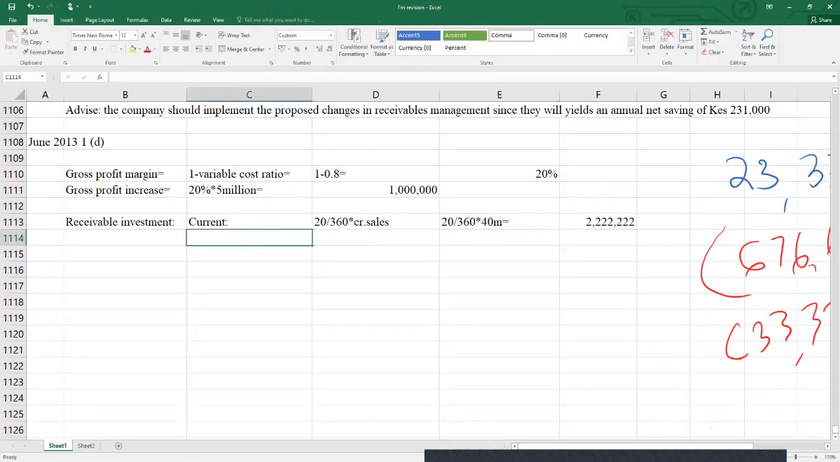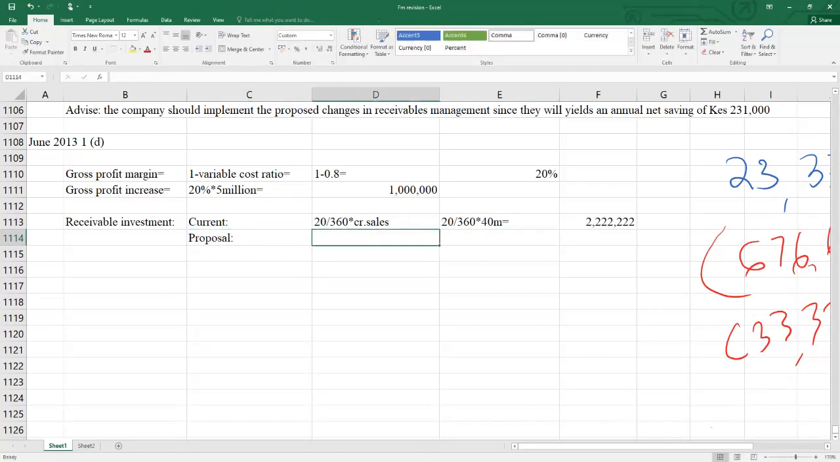The company's current investment in the account receivable. What if the company implements the proposal? If the company implements the proposal, the number of days will increase to 40. Therefore, it will be 40 divided by 360, then multiply by the credit sales of the company, the revised credit sales.